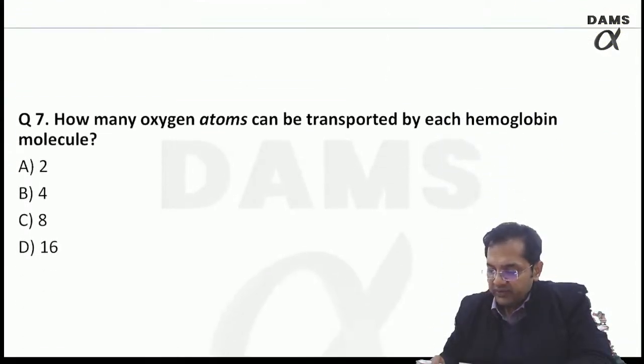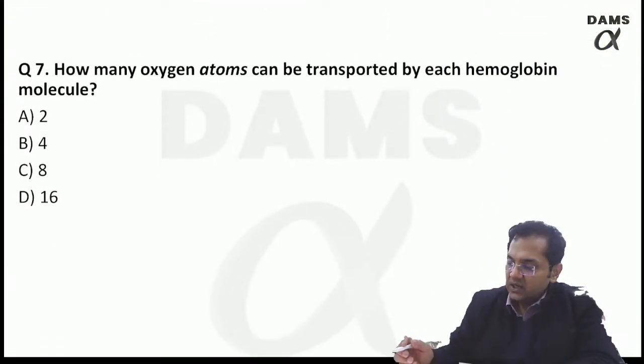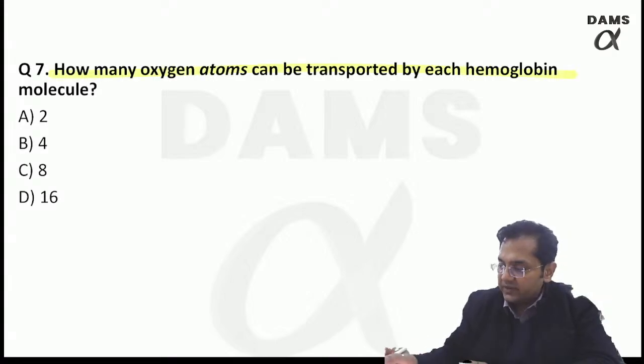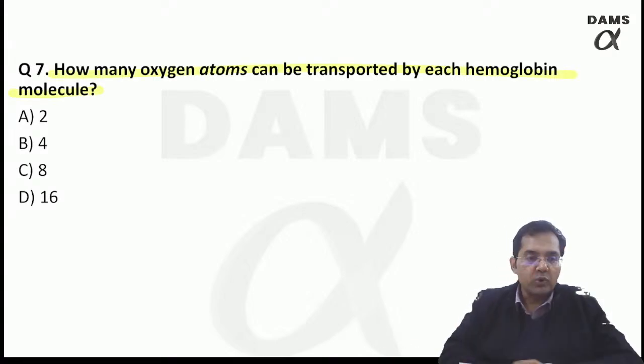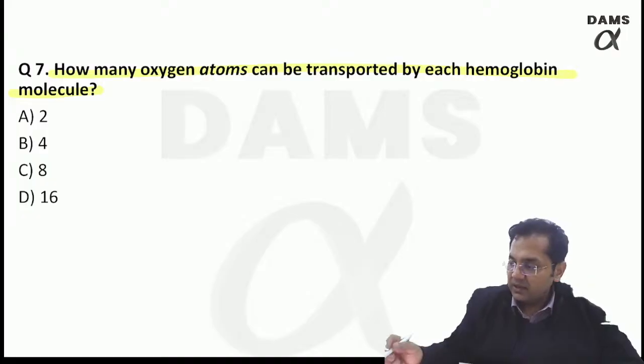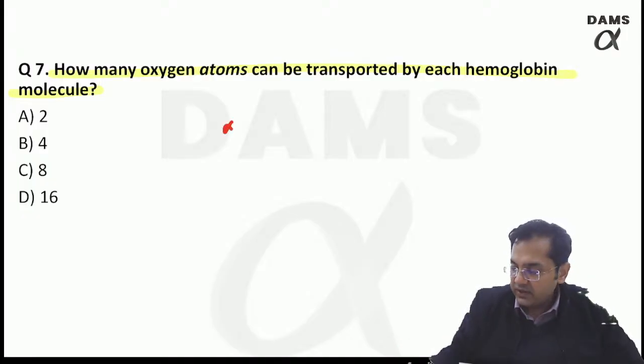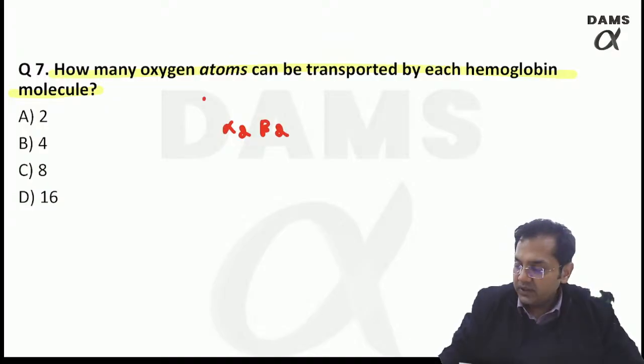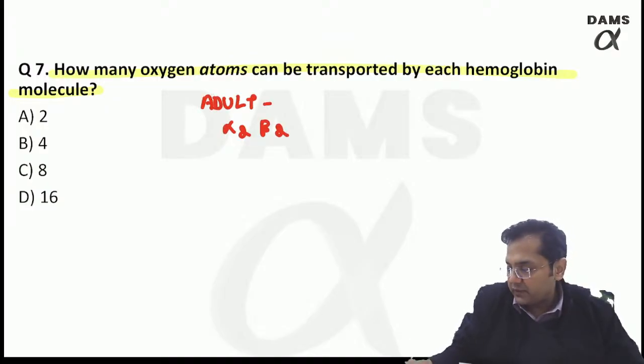Moving on to the 7th one, that was a tricky question. How many oxygen atoms can be transported by each hemoglobin molecule? Atoms. Remember, a lot of people immediately mark the answer 4. 4 नहीं है, देखिए, because हीमोग्लोबिन में होता है अल्फा 2 बीटा 2, है ना, अल्फा 2 बीटा 2. ये है आपका एडल्ट हीमोग्लोबिन.